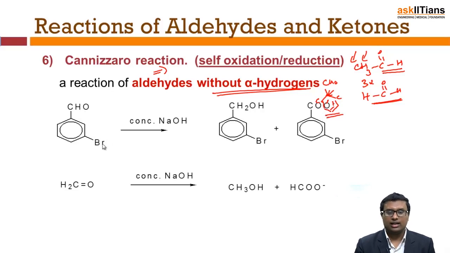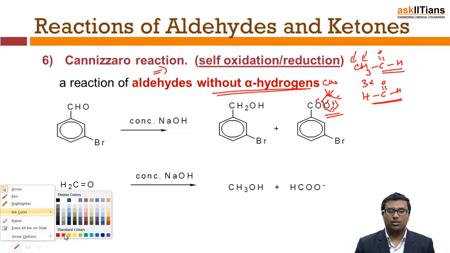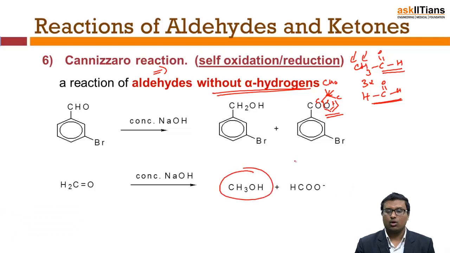So yes, take benzaldehyde with bromine present at the meta position. In the Cannizzaro reaction, remember, you will be using concentrated NaOH, and you will get an alcohol, and not only an alcohol, you will also get a salt of the acid, a carboxylate ion. So you will get an alcohol and a carboxylate ion.